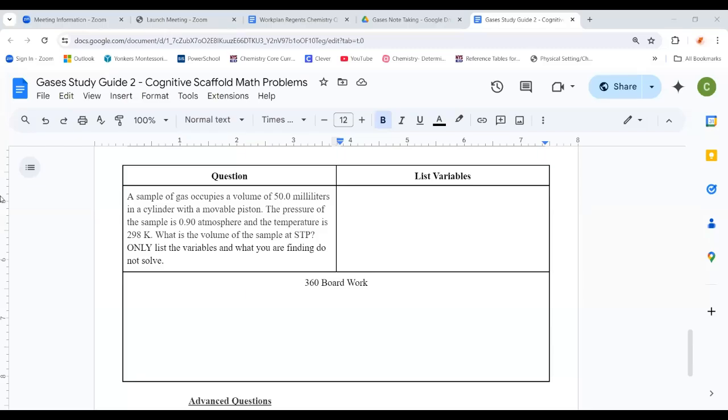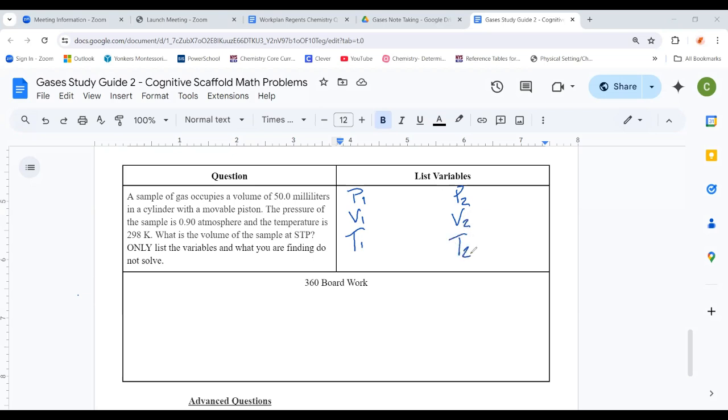Okay, this is the last question, and people probably had the most trouble with this one. And then I'm going to go on to the bonus questions. So again, here are your variables, P1, V1, T1, P2, V2, T2.